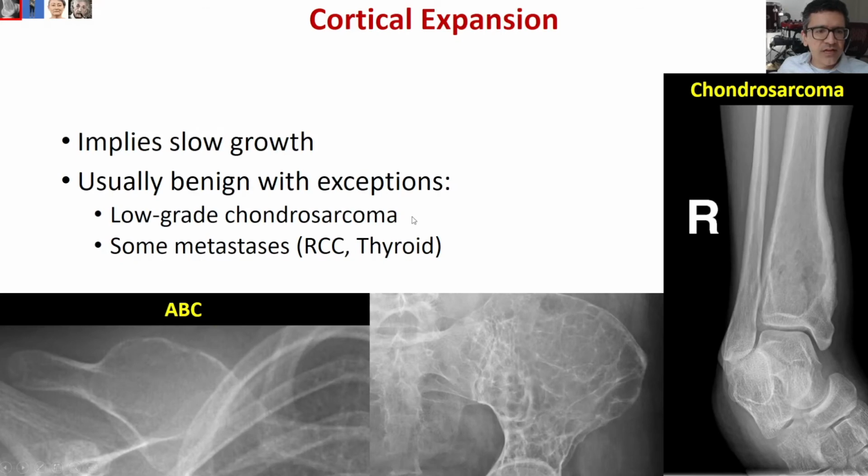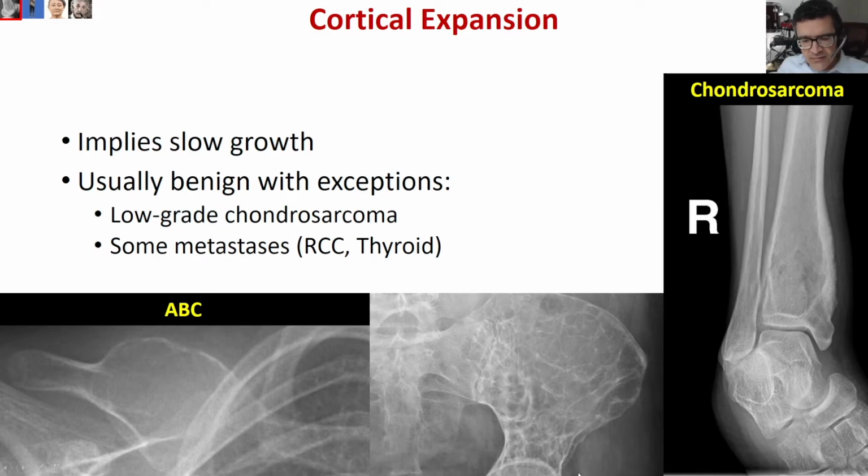Cortical expansion, as opposed to cortical destruction, implies slow growth in a lesion. These lesions are usually benign, with some exceptions. Chondrosarcomas and some metastases, namely RCC, renal cell carcinoma, and thyroid, can give you some cortical expansion without necessarily destroying the bone. And here's some examples of the patient with an aneurysmal bone cyst of the clavicle. You can see how ballooned out the clavicular cortex is.